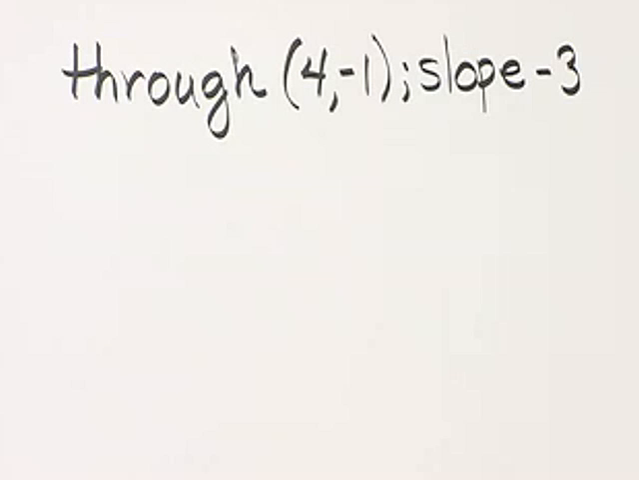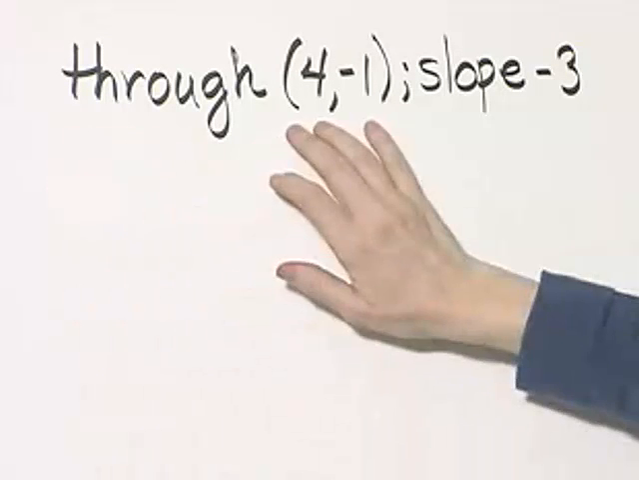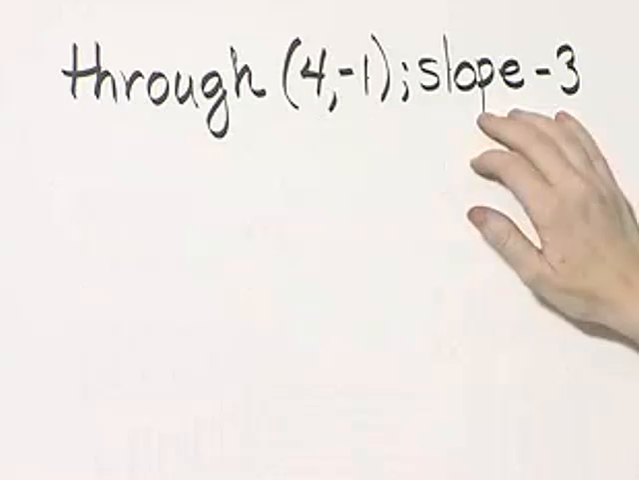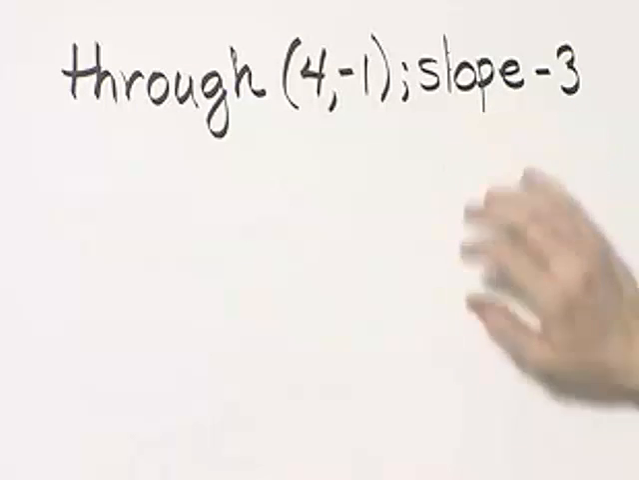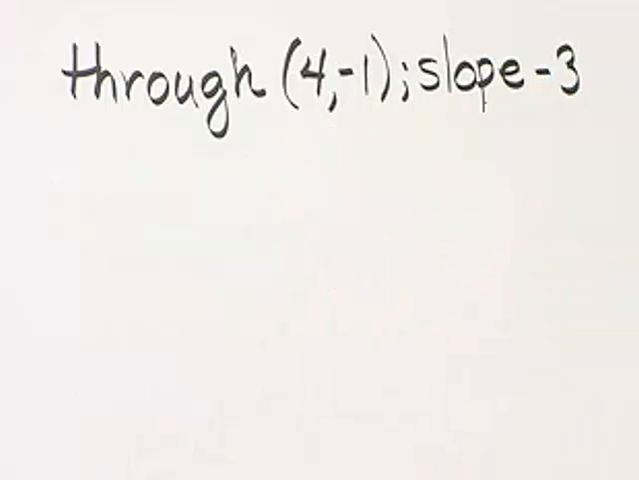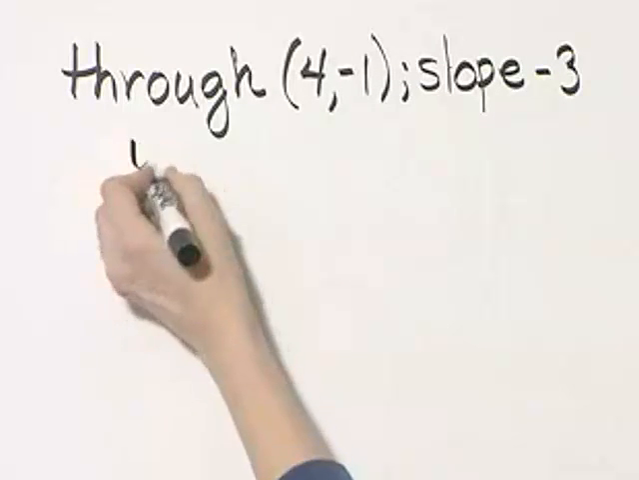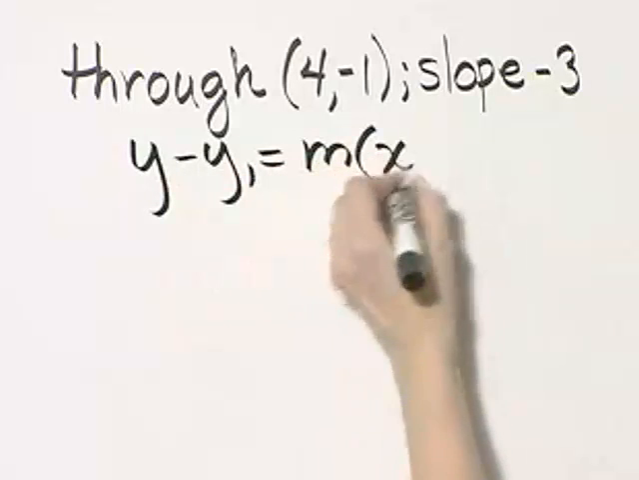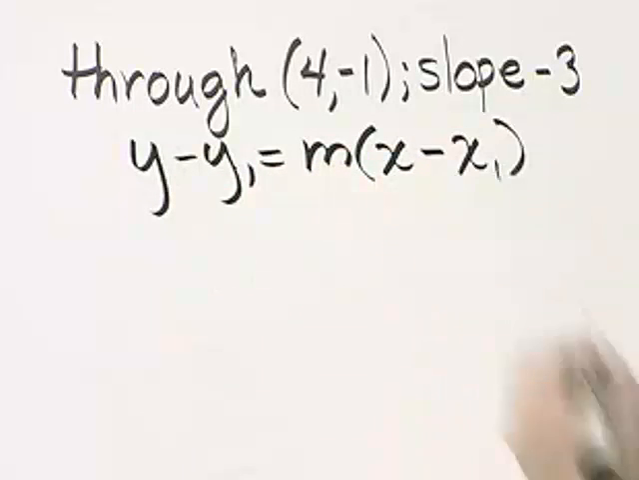We want to write an equation of the line that goes through this point and has this slope. And don't forget, we're going to write our line in standard form. So since we're given the slope and a point, we'll use the point-slope form. Remember that form? It's y minus y sub 1 is equal to slope times x minus x sub 1.